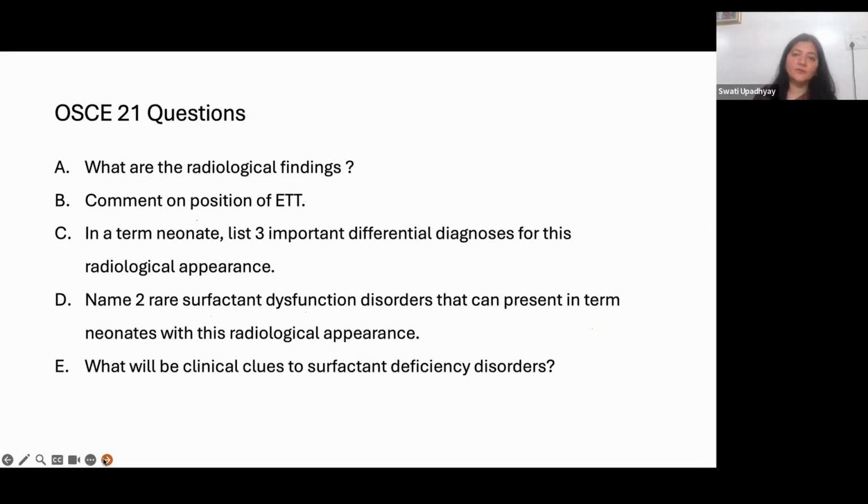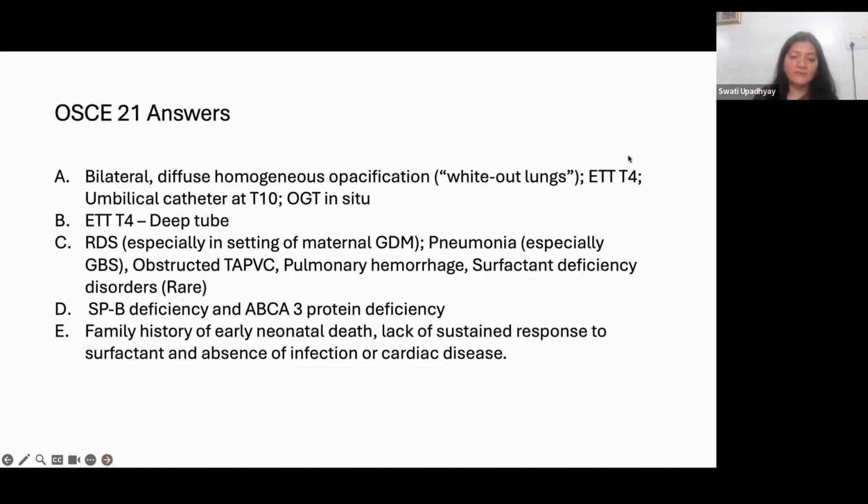So there may be a history of neonatal deaths, history of previous baby. Very good. Fetal loss. Siblings, yes, I think previous sibling death is something which is important. So, family history of neonatal deaths, a lack of sustained response to surfactant, and absence of infection or a cardiac disorder should make you suspect surfactant deficiency disorders. Right.